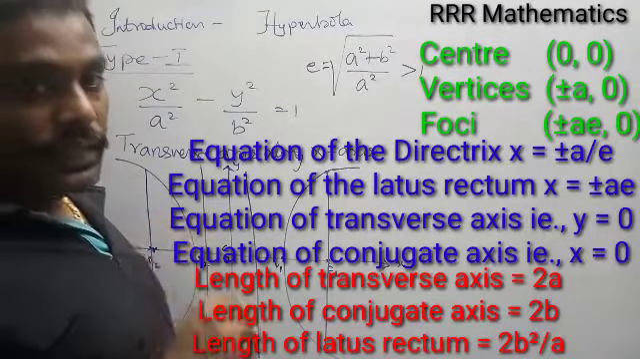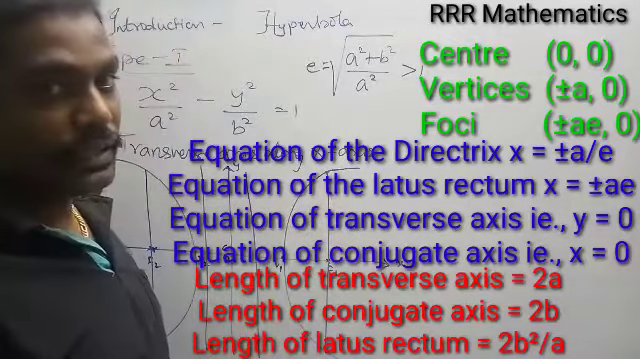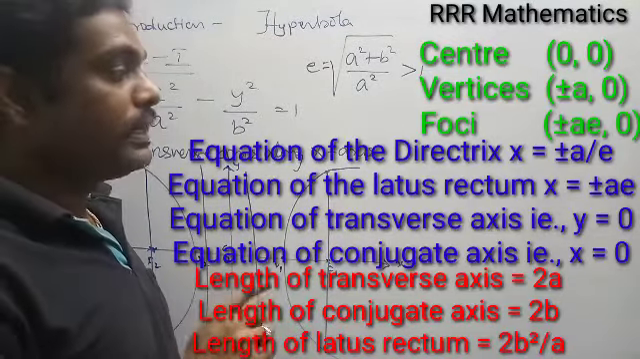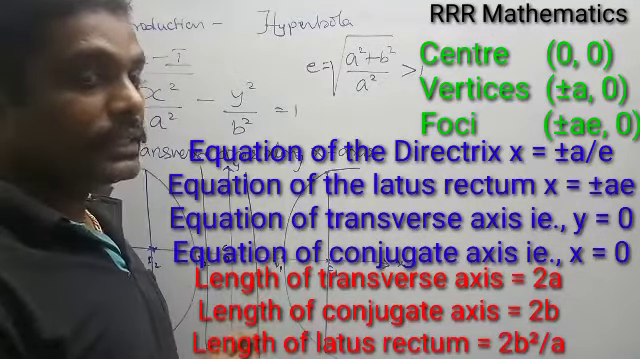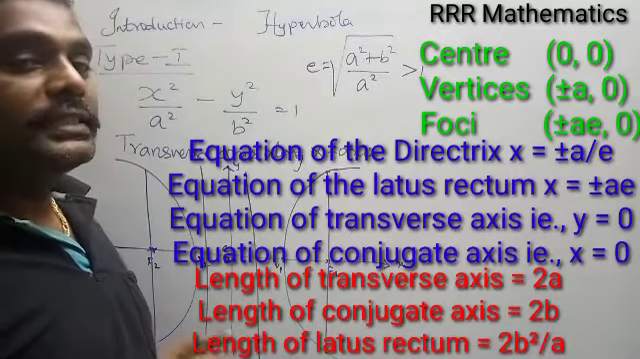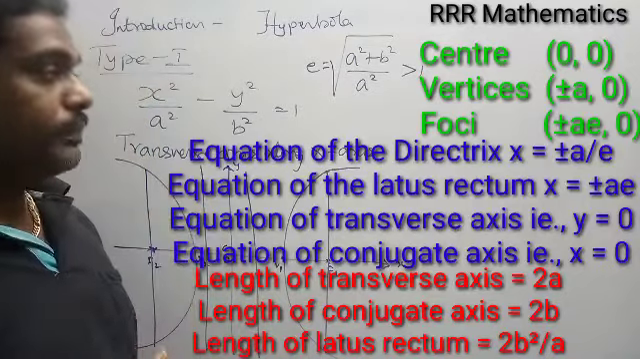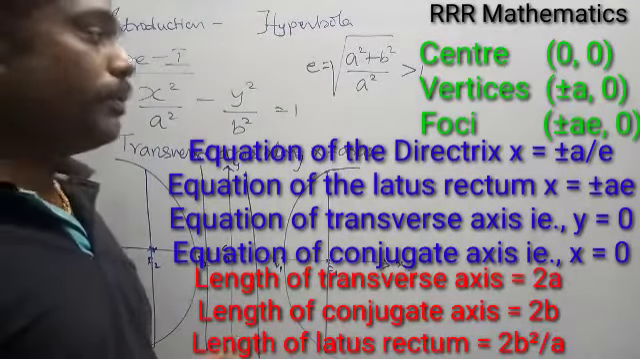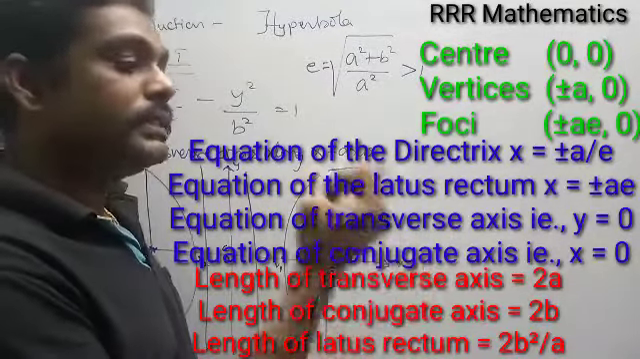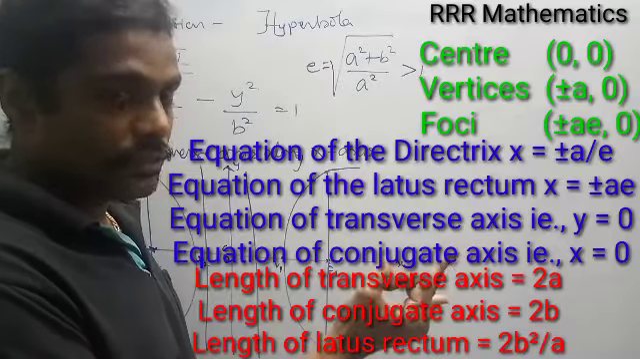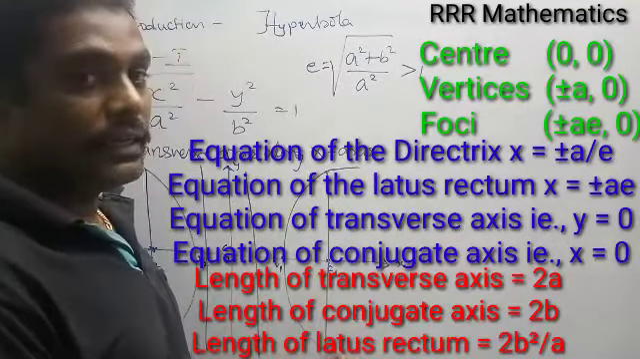Even in case of ellipse, the length of the major axis, here the transverse axis, gives the same value 2a. In case of ellipse, the minor axis has length 2b. In this case, the length of the conjugate axis gives 2b. In both cases, the length of latus rectum can be calculated using the formula 2b square by a. Is it clear? Here we have 10 points: center, foci, vertices, directrix, latus rectum, equation of transverse axis, equation of conjugate axis, length of transverse axis, length of conjugate axis, and length of latus rectum.